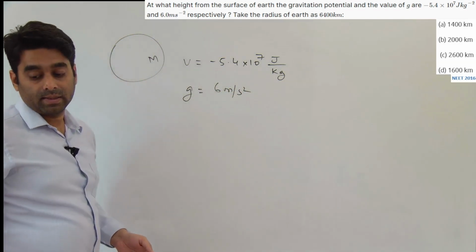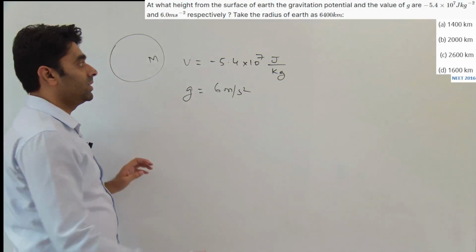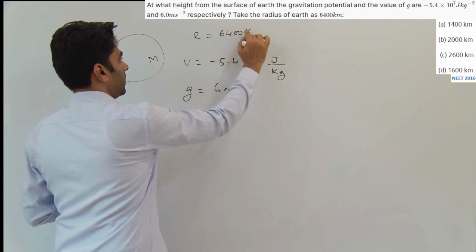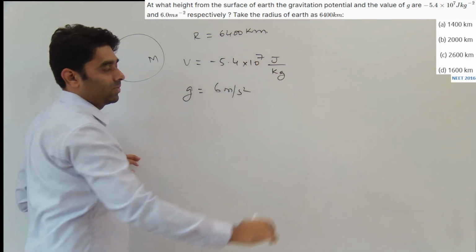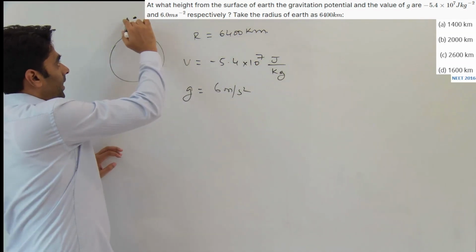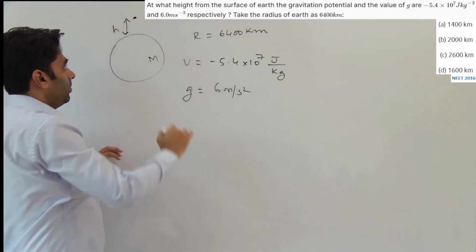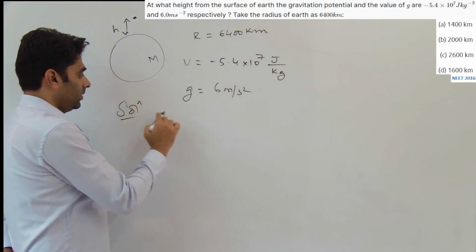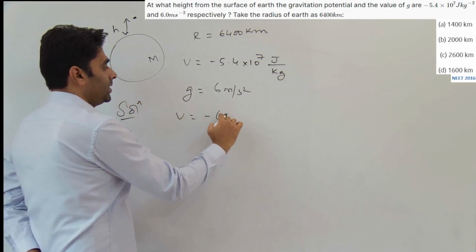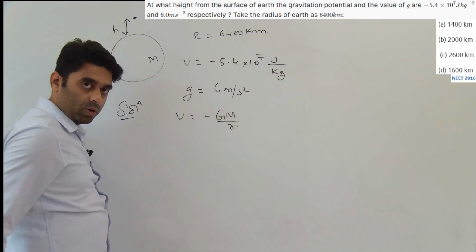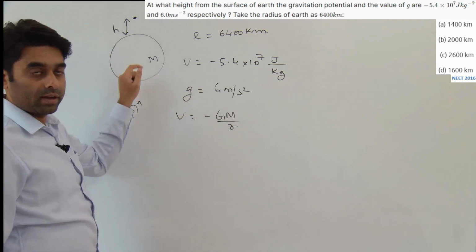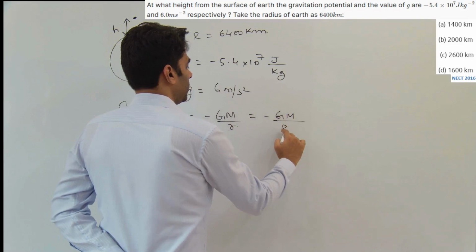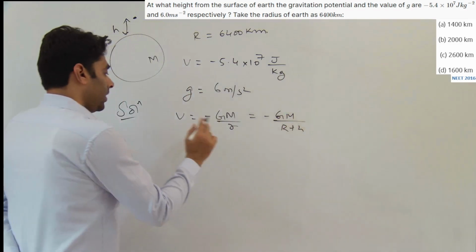They are asking us the height, and the information that they have given is to take radius as 6,400 kilometer, which we know. At what height is this value there? Now beta, how to do it? First of all, let us write down what potential is. Potential is minus GM by small r, where small r is the distance measured from the center. So this I can write as minus GM by radius plus height h, right?